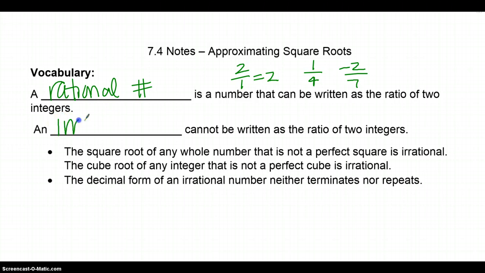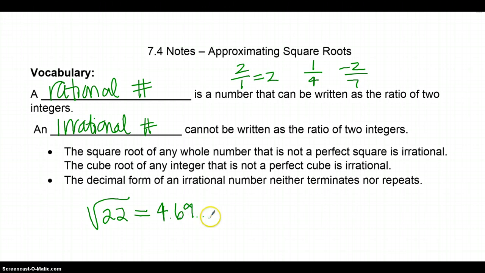On the opposite side of that, an irrational number cannot be written as the ratio of two integers. So an example is the square root of any whole number that is not a perfect square. For example, 22 is not a perfect square. So the square root of 22 is 4.69, and then it goes on and on forever. That can't be written as a fraction because it's a decimal that keeps going on forever. And the decimal form of an irrational number neither terminates nor repeats.